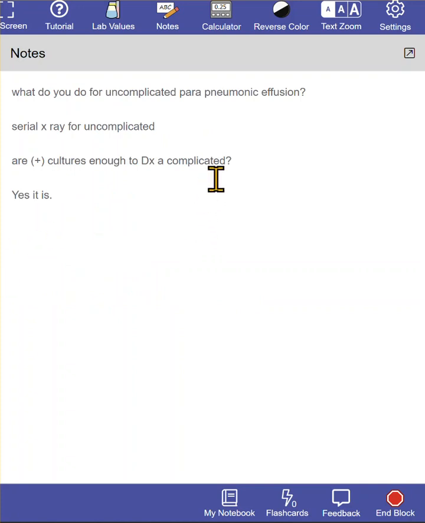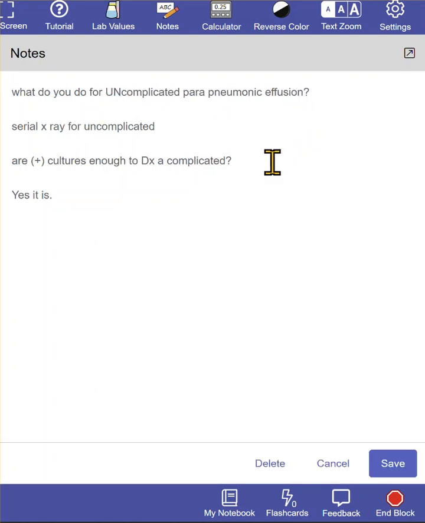So what do you do for uncomplicated parapneumonic effusions? I always spell things out like this, I'm sorry, guys, so that I can think about it differently. So what do you do for uncomplicated parapneumonic effusion? Serial X-rays for uncomplicated. So if it's uncomplicated, you do serial X-rays. This is parapneumonic effusion. That's an effusion that happens within your pleura, between your two layers of pleura.